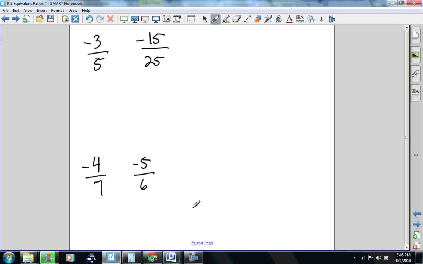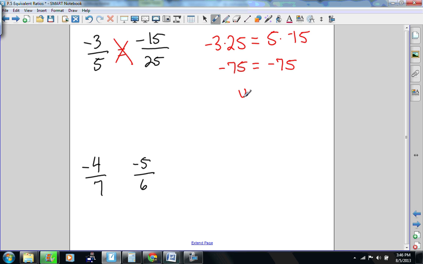If we have negatives, it's the same process. Seeing if two things are equal to each other, we do -3 times 25 is equal to 5 times -15. This is -75. This is 15, 30, 45, 60, 75. So yes, these are equivalent ratios.